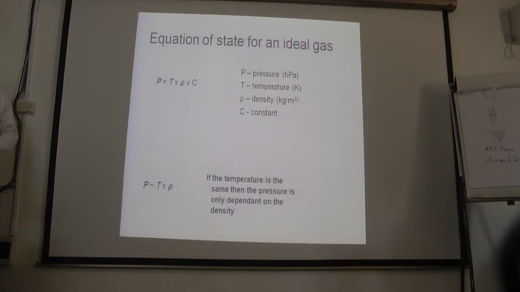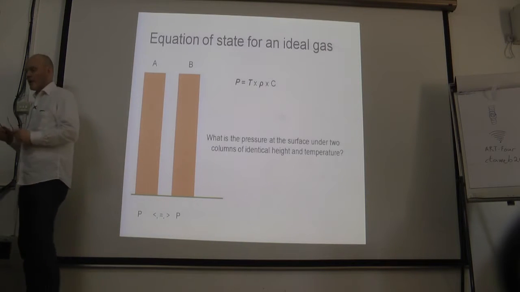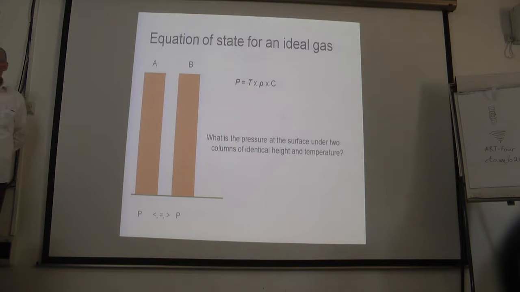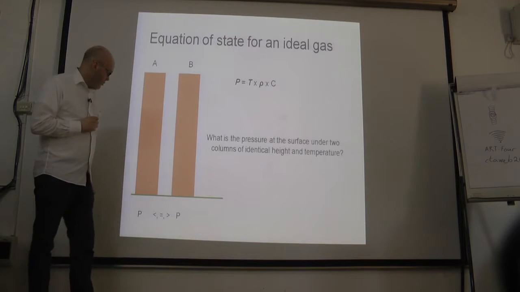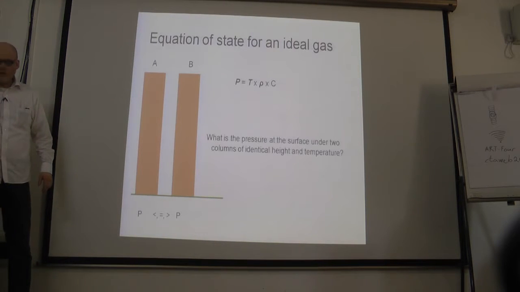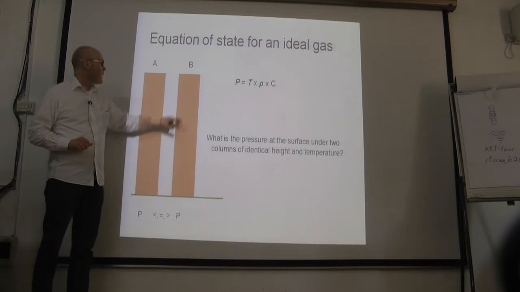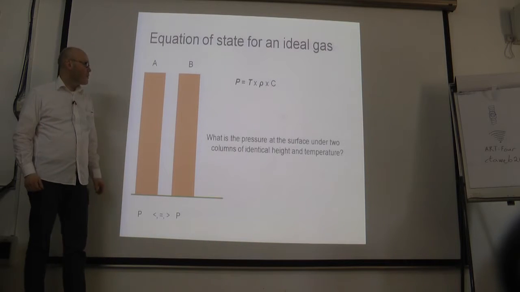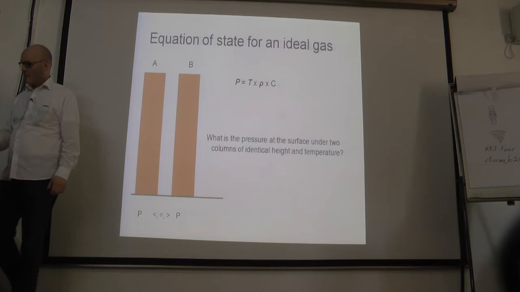Of course, this equation of state is used in all sorts of scientific disciplines. The atmospheric pressure is in short the sum of the mass of a column of air, and if you have two similar columns with the same temperature, same density, we have same pressure on both sides.